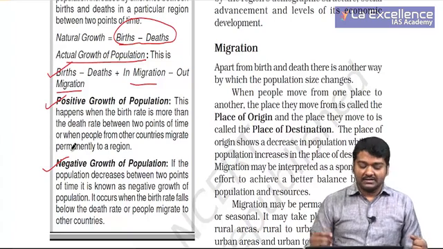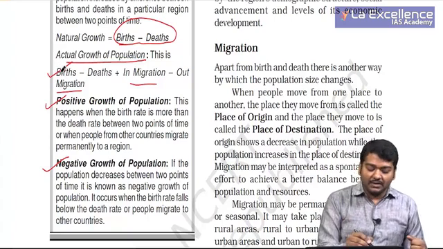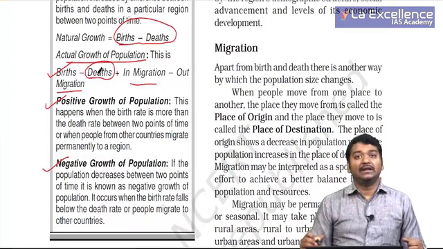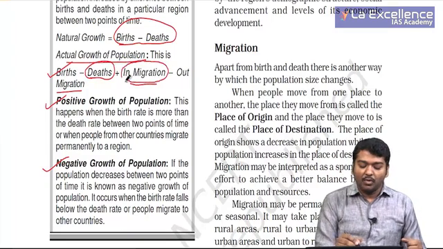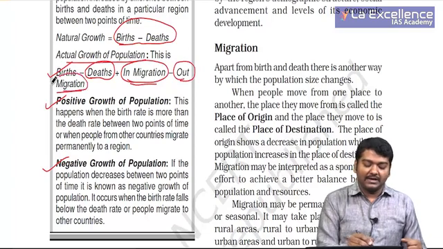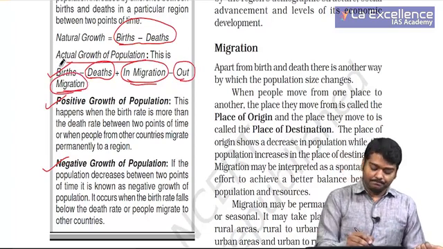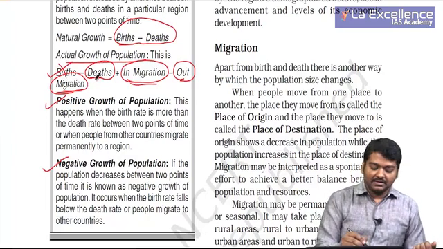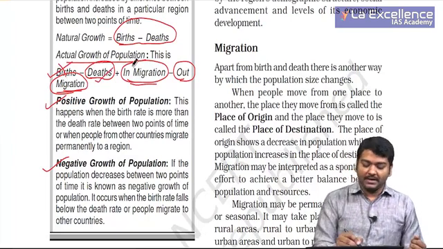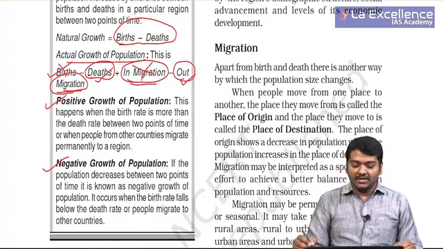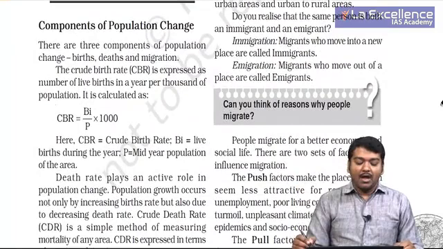What all can increase it? See, if it has to increase, birth rate has to be more and death rate has to be less. In-migration has to be more, out-migration has to be less. Opposite, if it takes place, it will reduce, that is, births should be less, deaths should be more, in-migration should be less, out-migration should be more. Then we say negative growth of population.